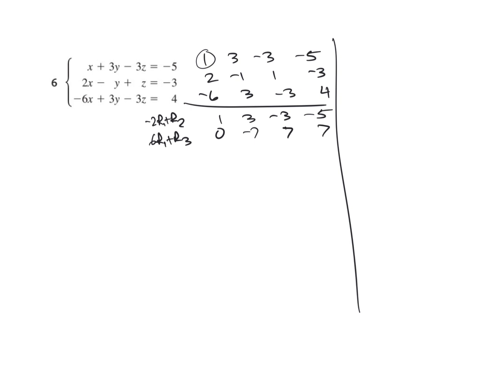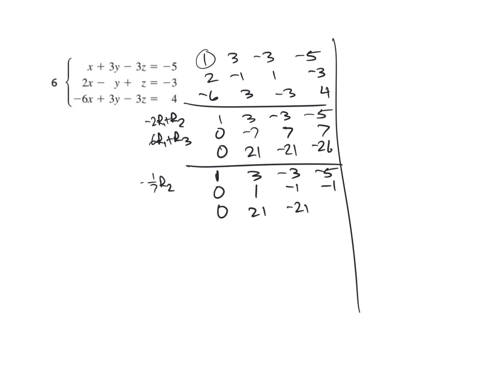All right, and then row 1, 6 plus negative 6 is 0. 18 plus 3 is 21. Negative 18 minus 3 is negative 21. And negative 30 plus 4 is negative 26. All right, so I'm going to take negative 1/7 times row 2. And I get 0, positive 1, negative 1, negative 1. Because we wanted a 1 there anyway. And then, let's see here. 0, 21, negative 21, negative 26.